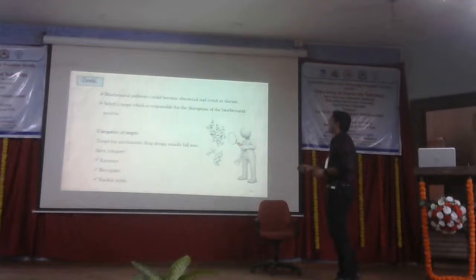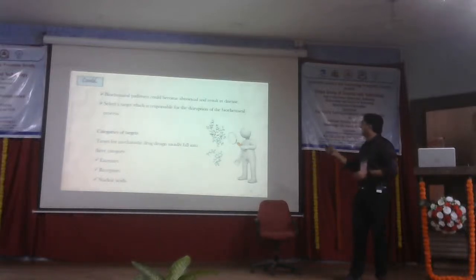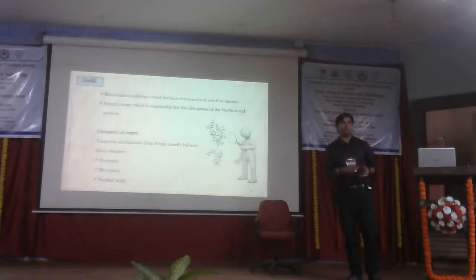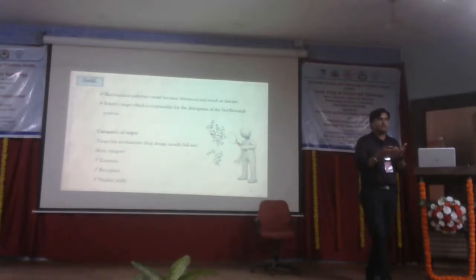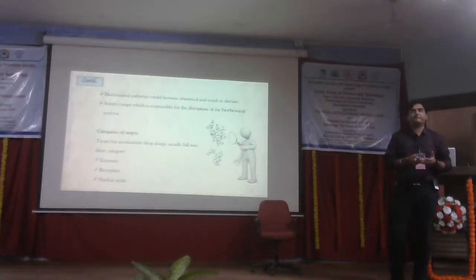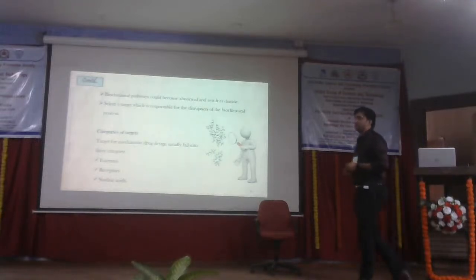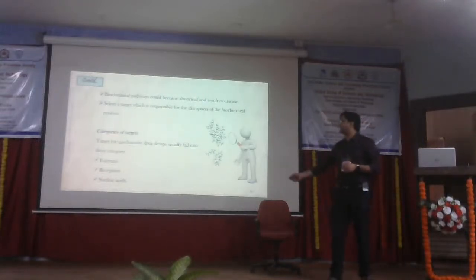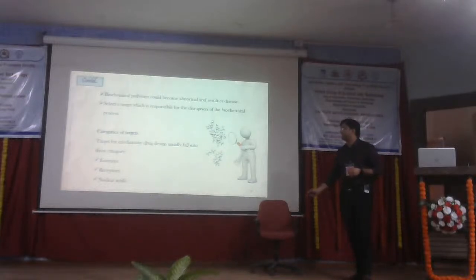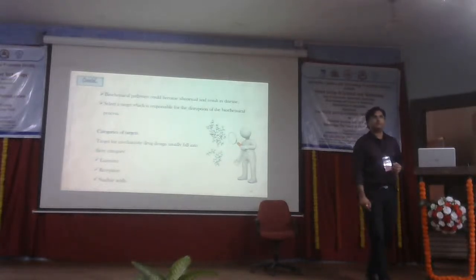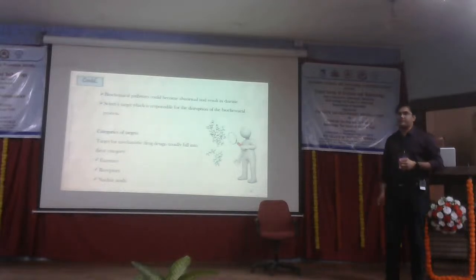Now, biochemical pathways could become abnormal, and it can lead to results. As we all know, biochemical pathways are the initial precursors for the induction of the disease. So select a target which is responsible for disruption of the biochemical process, right? So what are the categories of targets? The targets can be either enzymes, receptors, or nucleic acids, right? For the majority of diseases we use enzymes or receptors.